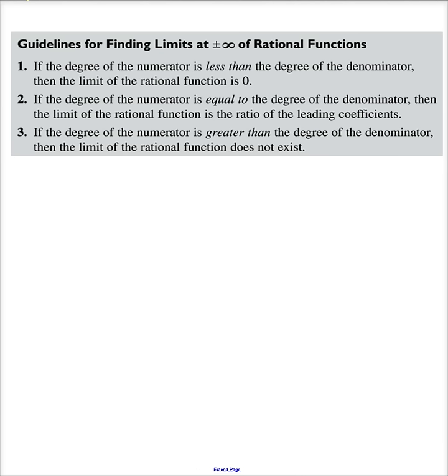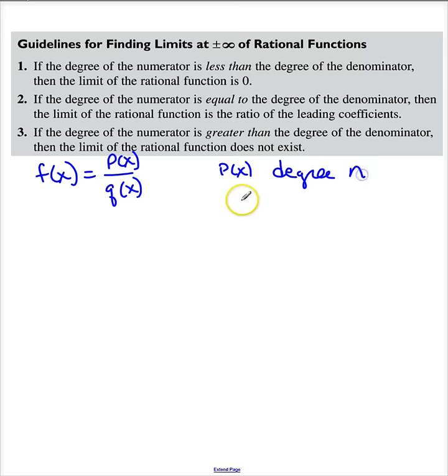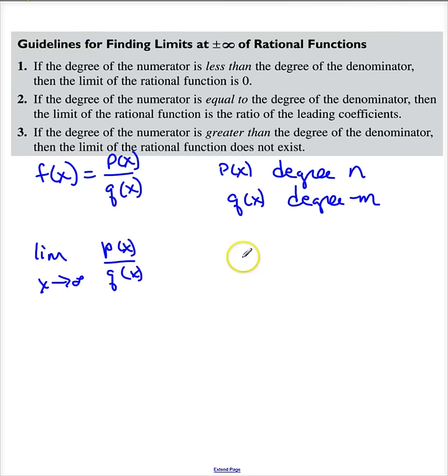Now, the guidelines for finding the limits at plus and minus infinity when you have rational functions involve looking at the degree of each polynomial, the one in the numerator and the one in the denominator. Suppose I have a function f of x equal to p of x divided by q of x, where p of x is of degree n, and q of x is of degree m. If we take the limit as x approaches infinity of p of x divided by q of x, you need to look at the degree of the polynomials.